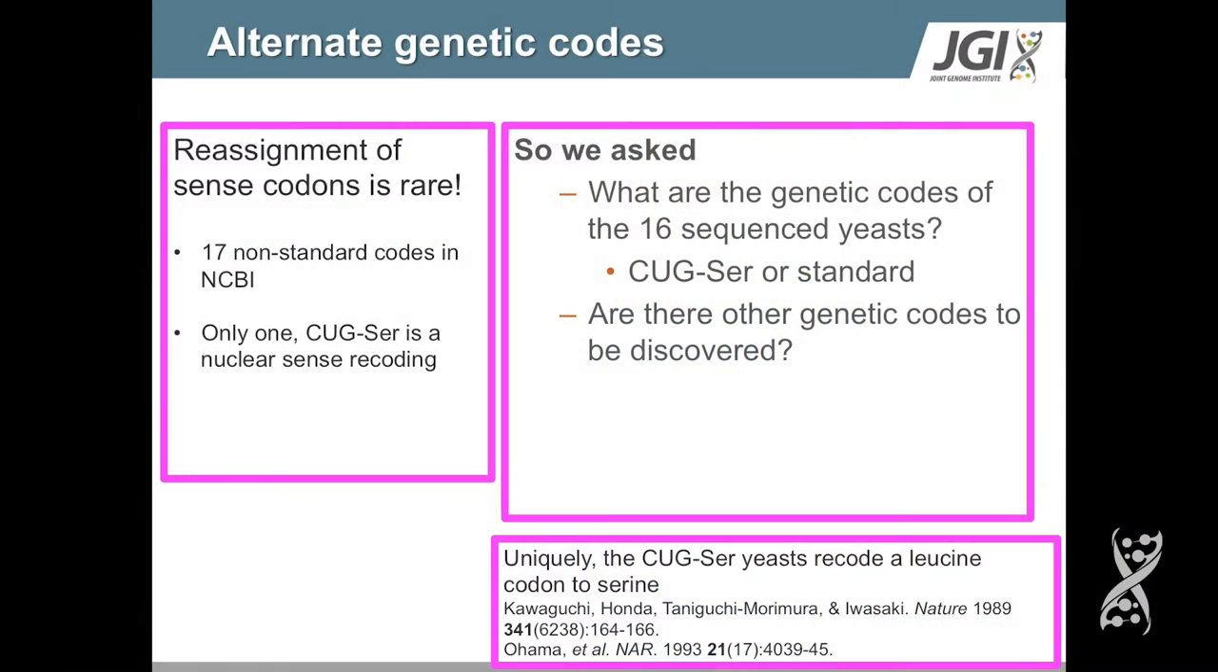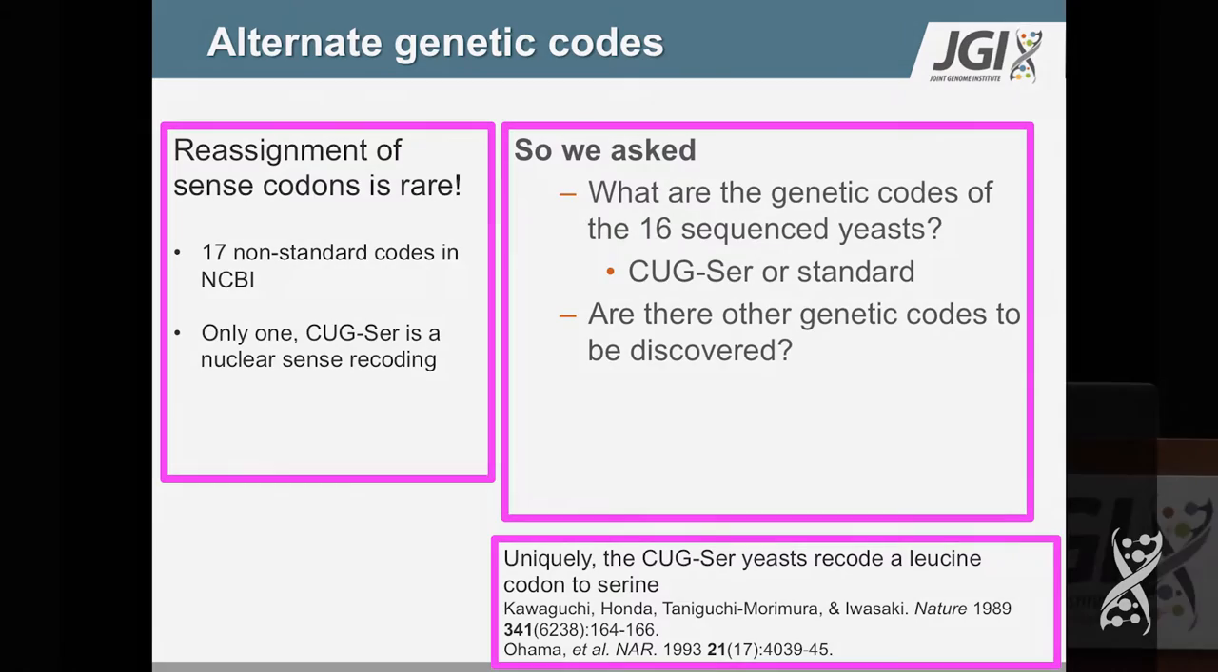So we asked, since we're sequencing all these yeasts, some which we know are in the CUG-Ser clade, some which are well outside of it, others which are just kind of near it, we want to know, for all of these newly sequenced yeasts, what are the genetic codes? Is it CUG-Ser or standard? Or is there more to the question? Might we discover other genetic codes within the yeasts?